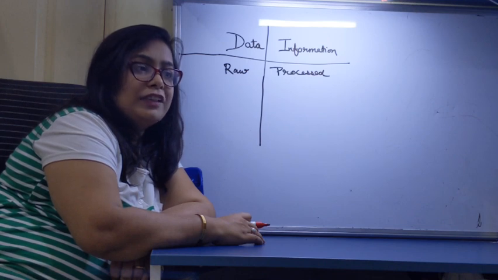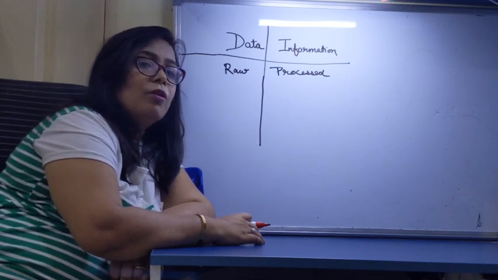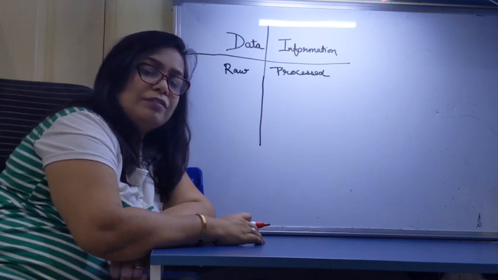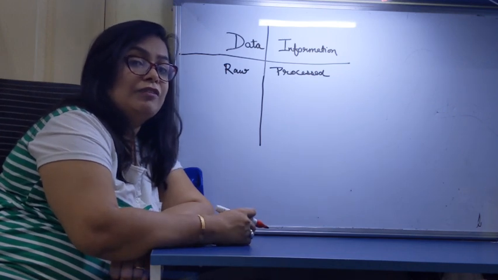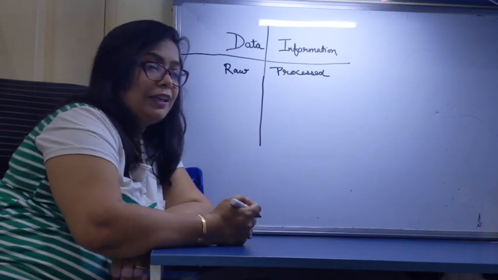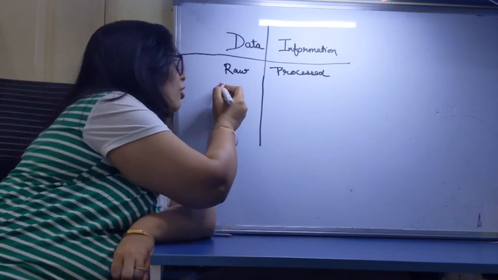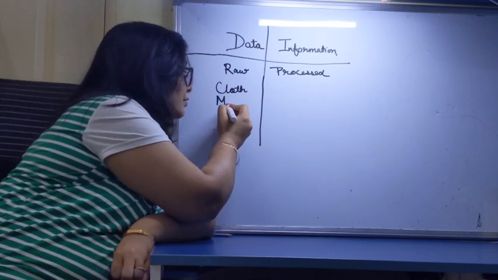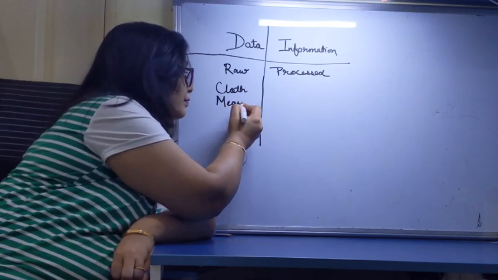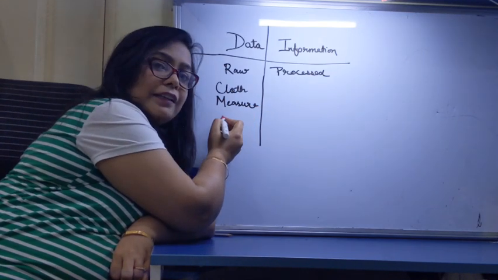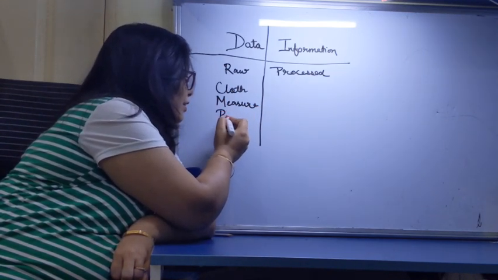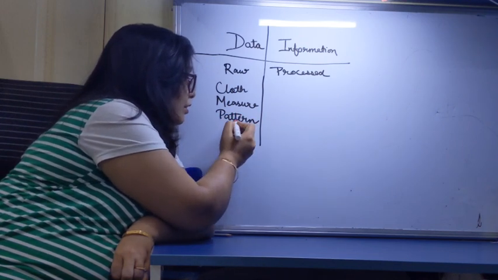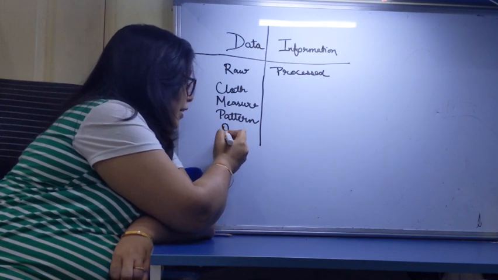Let me think of an example where you go to a tailor to get a dress stitched. What do you give to the tailor? What all do you have to say? What can you imagine? What I can think of is the cloth, correct? Then your measurements. Then your pattern. You have to tell the tailor about the pattern and the design part of it.